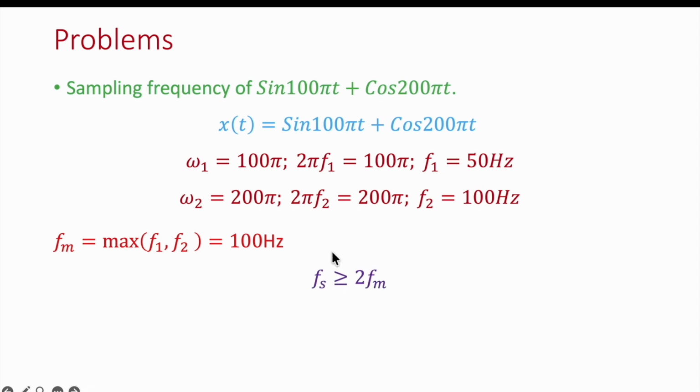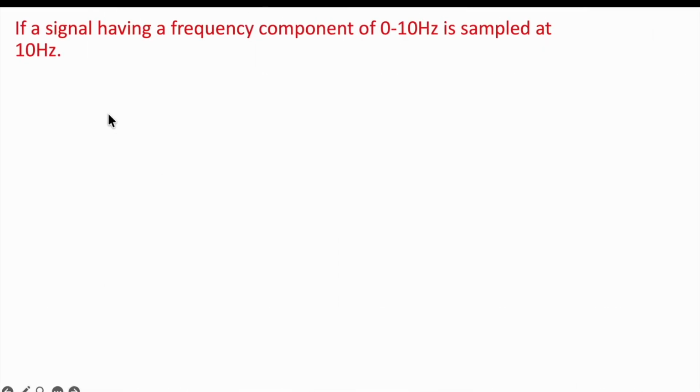We know the sampling theorem: f_s should be greater than or equal to 2 times f_m. In that case, if f_m is 100 hertz, the sampling frequency should be at least 200 hertz.